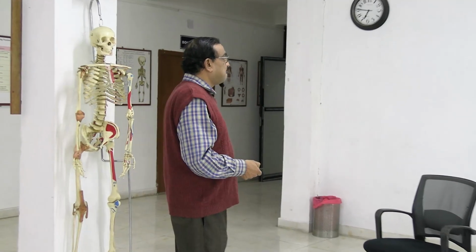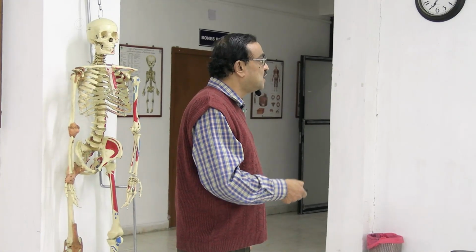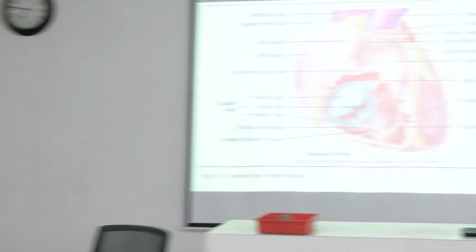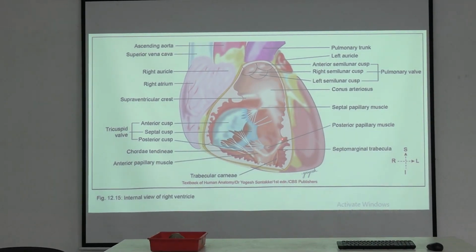Another, this is the interventricular septum. From the interventricular septum, we can find one bridge coming and it continues up to the anterior papillary muscle. This bridge is called the septomarginal trabecula.